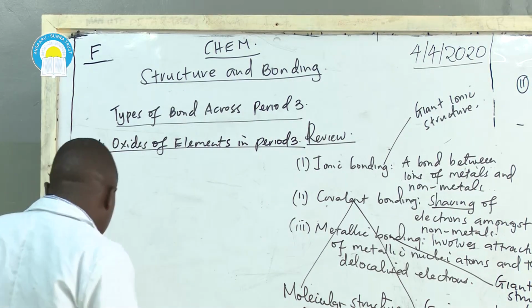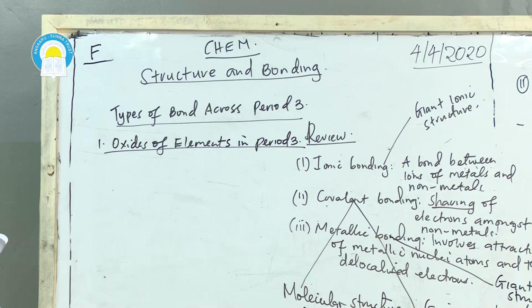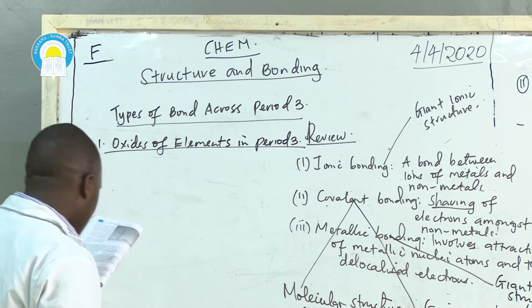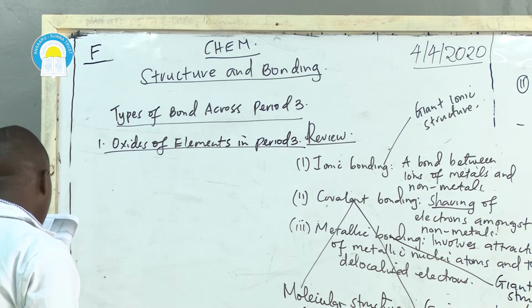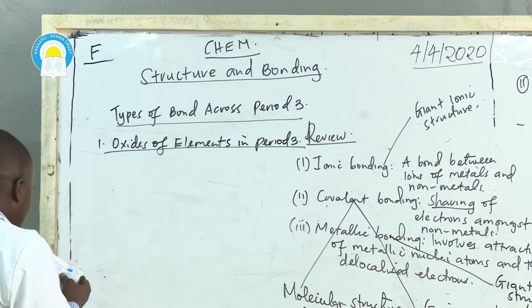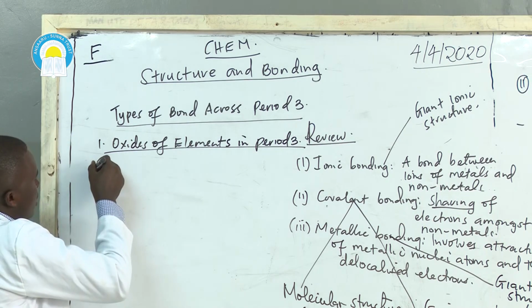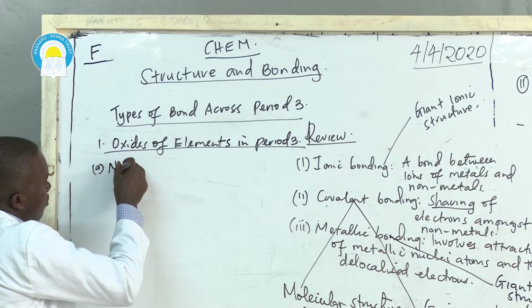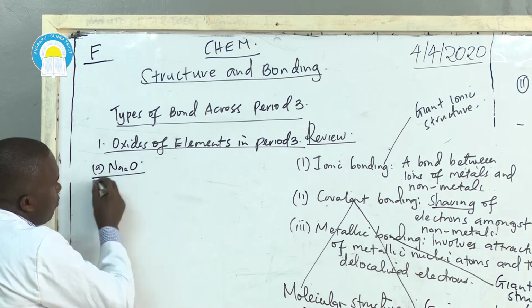Oxides of elements in period 3. We want to look at oxides of elements in period 3. So the first one, we want to look at sodium oxide. Sodium is the first element in period 3.